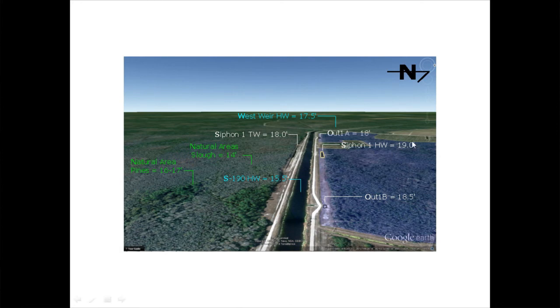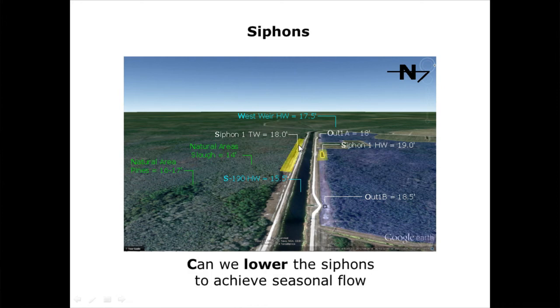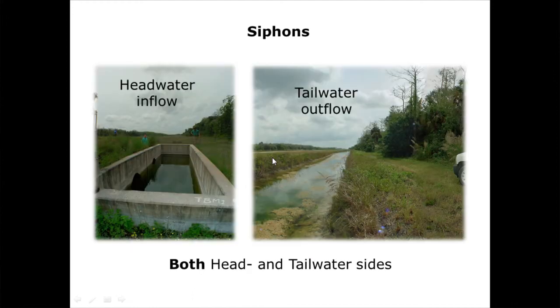Here's the siphon, the headwater siphons. It has to lip over at 19 feet above sea level, and the trench is at 18. So I think realistically we'd have to lower both the headwater and the tailwater side to get more water flowing from Water Resource Area 1 into the southern area. And here's a look at the headwater inflow side and the tailwater side. Not only would we have to lower potentially this wall, but we'd have to lower this embankment too to have a natural lower free flow of water from the trench to the natural area.